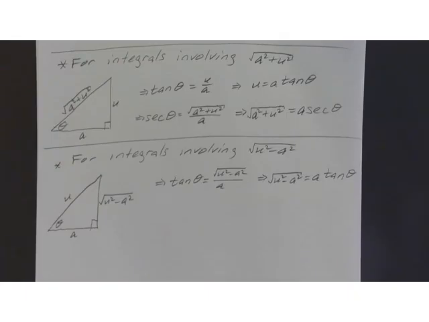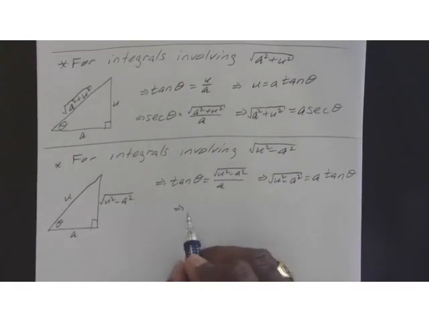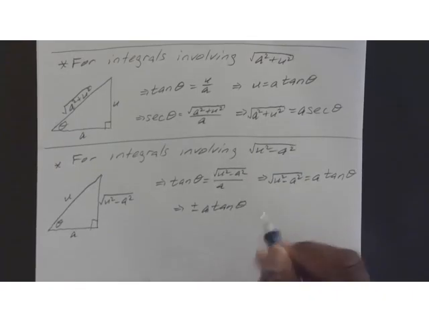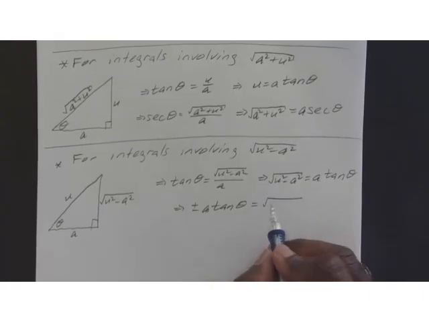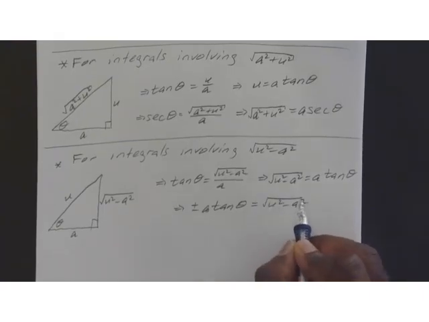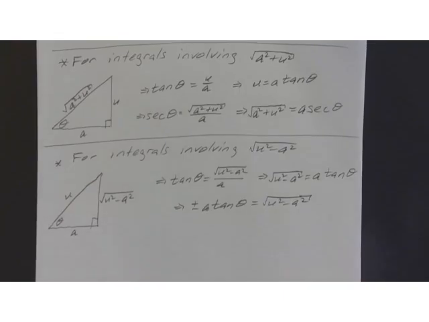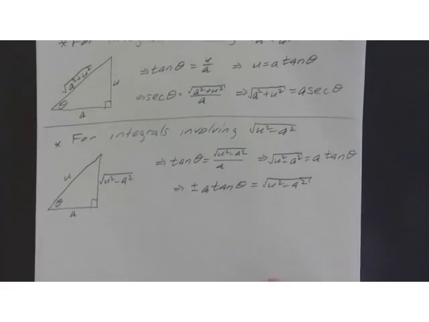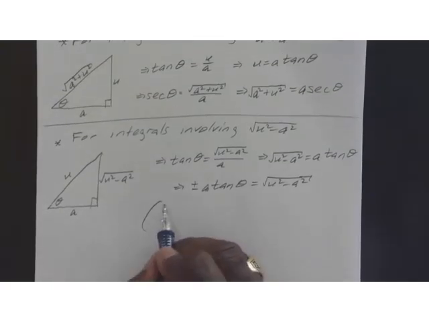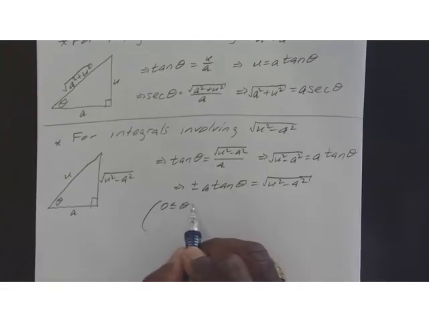So we multiply both sides by a like we did here. Actually, that's going to equal plus or minus a times tangent of theta is equal to the square root of u squared minus a squared. And the only reason that is the case is because you have from 0 to pi over 2 if u is greater than a.